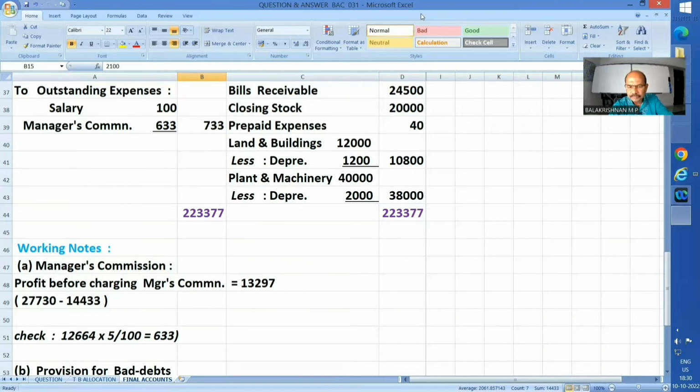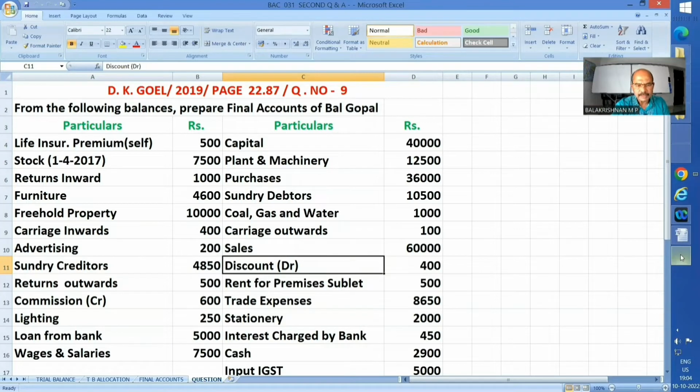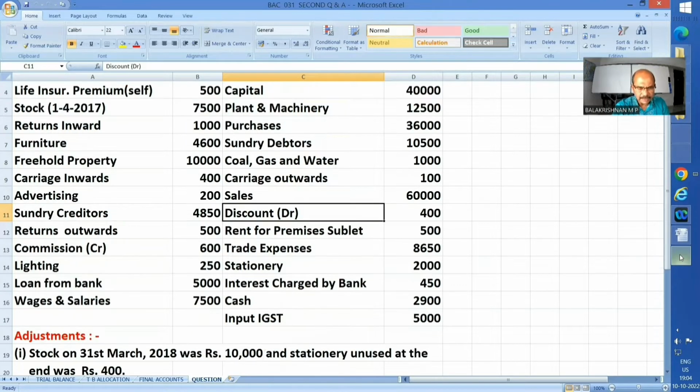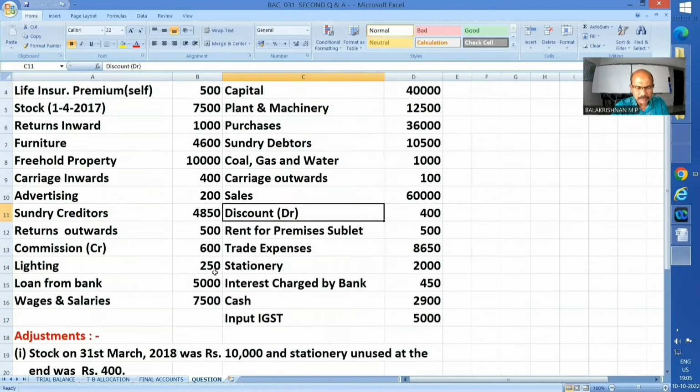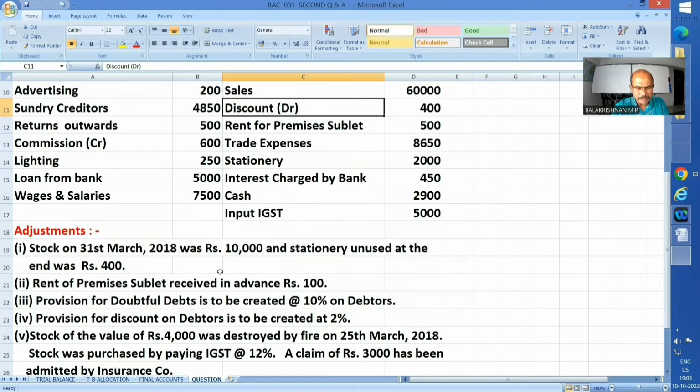Well, students, second and last question of the day. Question number 9, page 22.87, D.K. Goel, edition year 2019. At the outset, you will observe that we have been given the following balances only. They are not given as a well-prepared trial balance. So we have to ensure at the very outset a tallied trial balance, because only a tallied trial balance will lead to a tallied balance sheet.